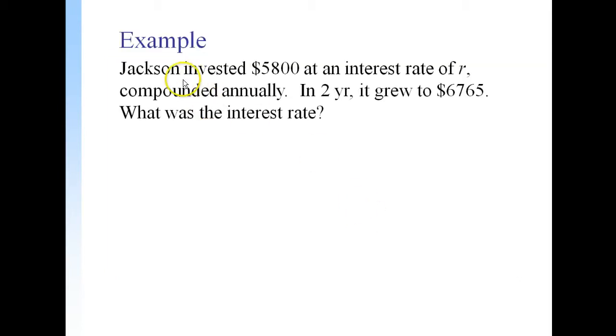So it says Jackson invested this much, that was his principal, at an interest rate of R. We don't know what that was, to be compounded annually. In 2 years, this principal grew to this amount. What is the interest rate?